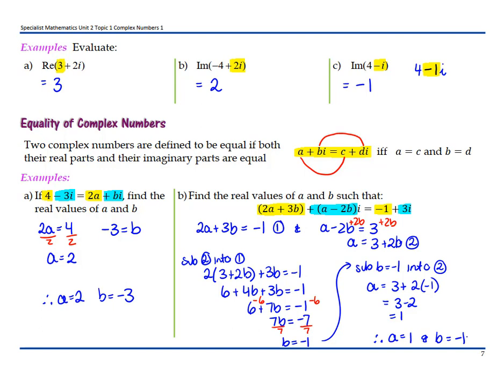And remember to check that you're correct. With simultaneous equations, we can always check that we're correct. And you would do that by substituting back into equation 1. So 2 lots of 1 is 2, plus 3 lots of negative 1 is negative 3. 2 take 3 is negative 1, so I know I'm correct.